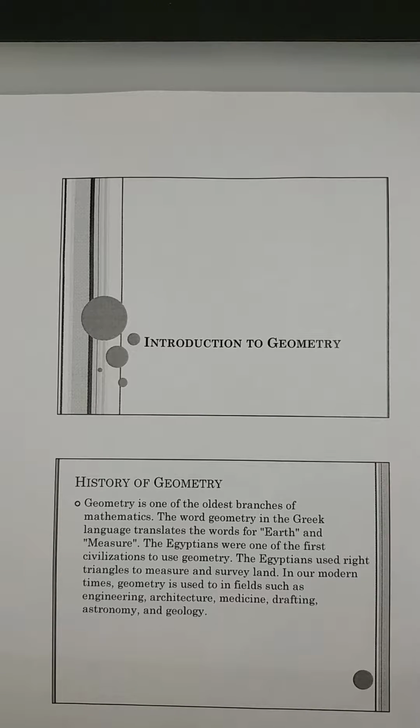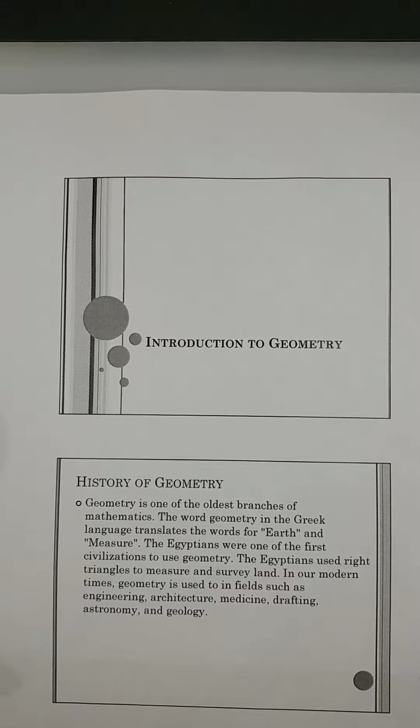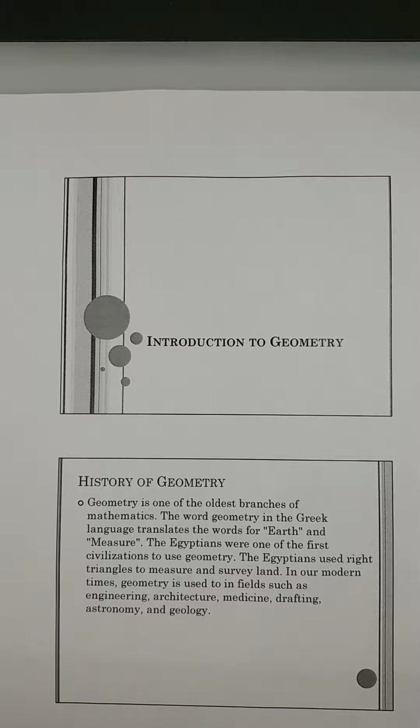The next chapter, that is, chapter 7, is on geometry. The first section is kind of an introduction to geometry, some geometric terms, and also how to solve some basic problems in geometry. A lot of it extends from Euclid's postulates.